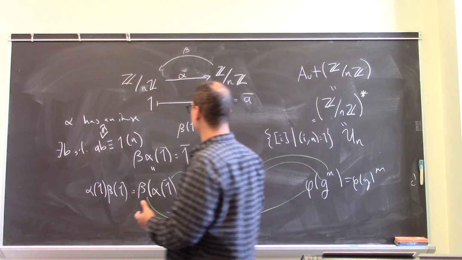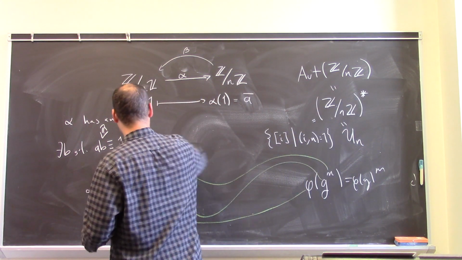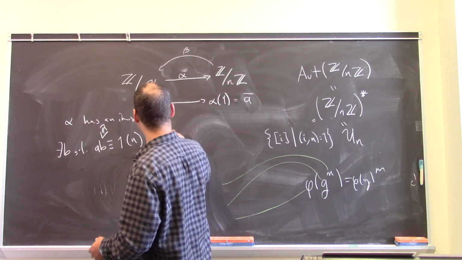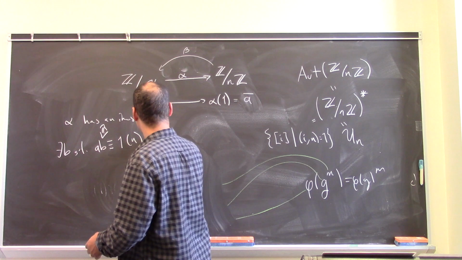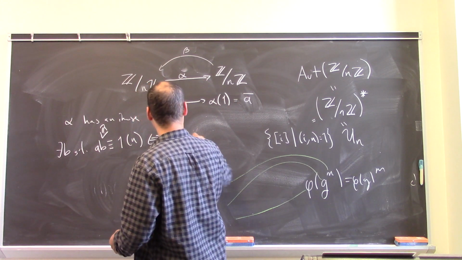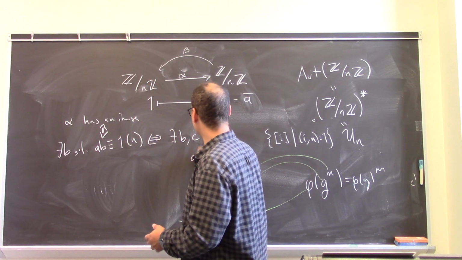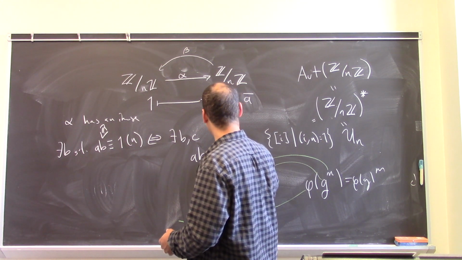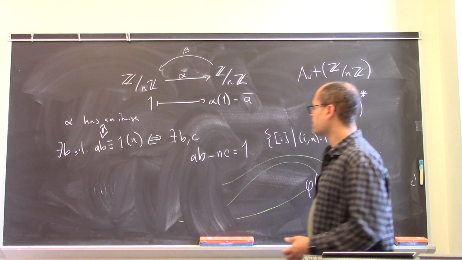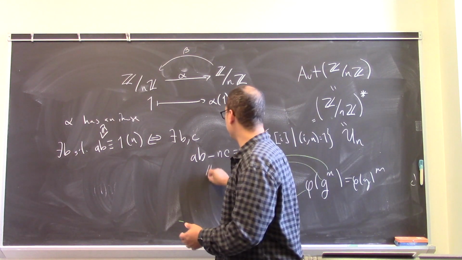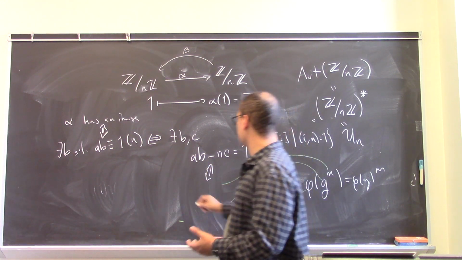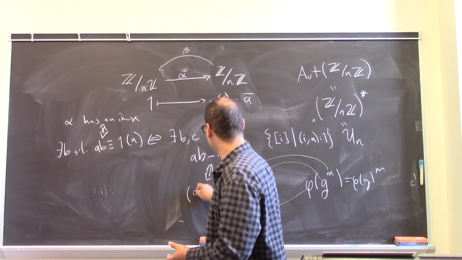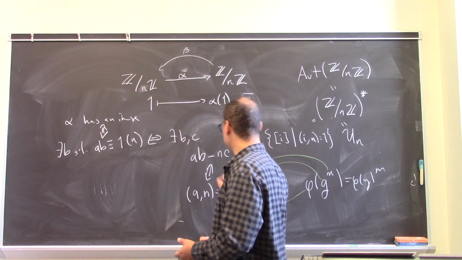And, well, what does it mean to be congruent to 1 mod n? It means that there exists not just a b, but a c, such that ab minus nc is equal to 1. But of course, those b and c existing is the same as knowing that a and n are relatively prime, right?